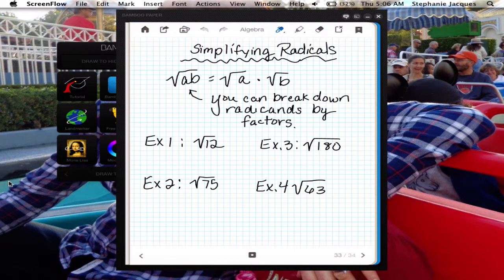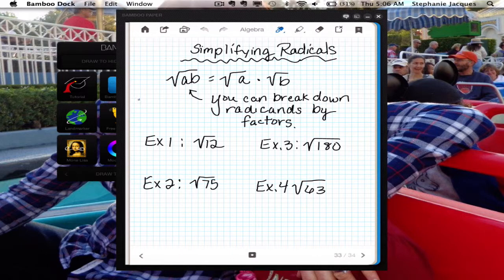Today you'll be learning about simplifying radicals. We've been talking about square roots, and that's all radicals are. One of the key things when you're simplifying radicals is to know that the square root of a number can be broken down into the product of square roots.